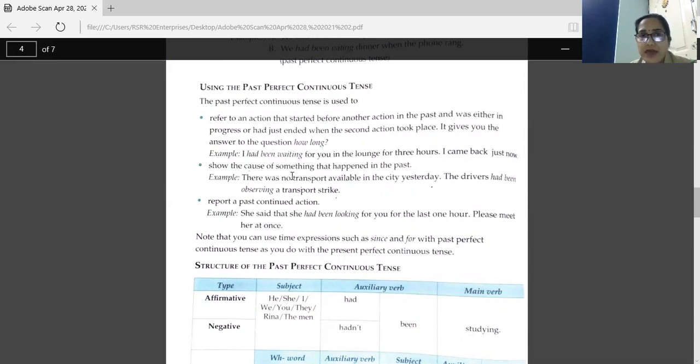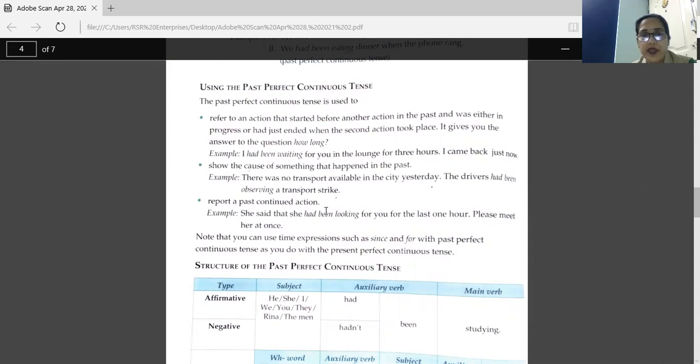Show the cause of something that happened in the past. Reason of something, why that thing happened in the past time. There was no transport available in the city yesterday. The drivers had been observing a transport strike. Now, why transport was not available? Because drivers were on strike. So in that condition, you have to use past perfect continuous tense. So we have drivers had been observing a transport strike. So had been observing is past perfect continuous tense.